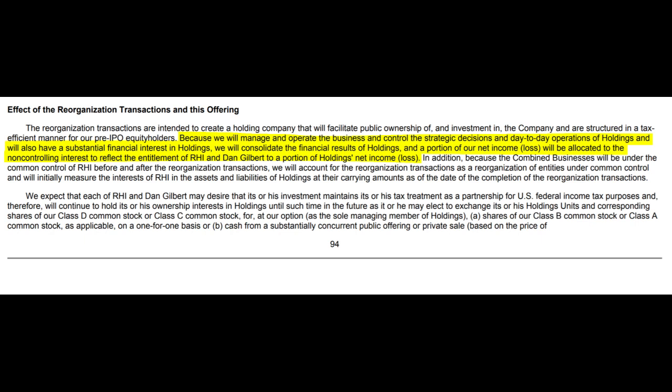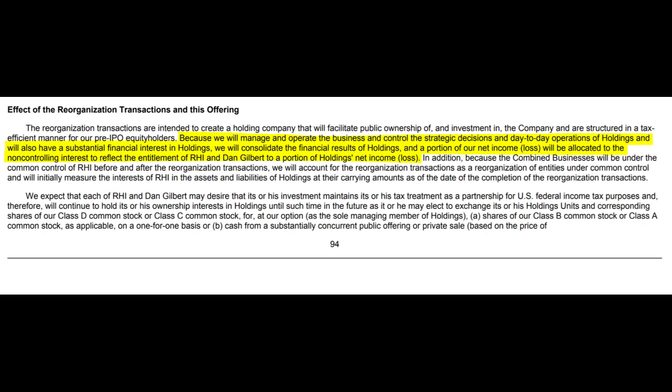The second thing that is very important in understanding the way the company is structured and also the way the company reports earnings is also laid out in the S1. It says that, quote, because we will manage and operate the business and control the strategic decisions and day-to-day operations of holdings, and we will also have a substantial financial interest in holdings, we will consolidate the financial results of holdings. And a portion of our net income or loss will be allocated to non-controlling interest to reflect the entitlement of RHI and Dan Gilbert to a portion of Holdings' net income or loss.